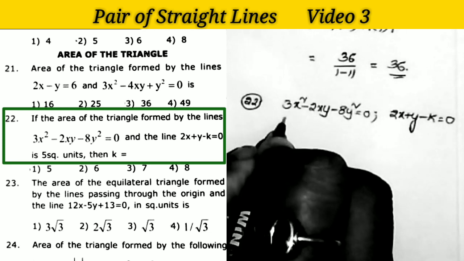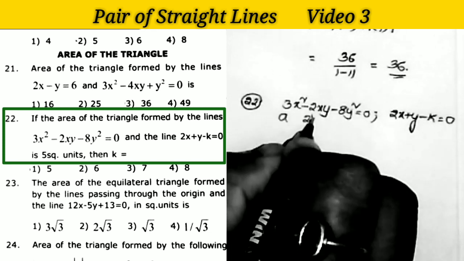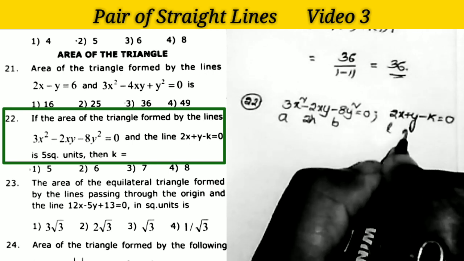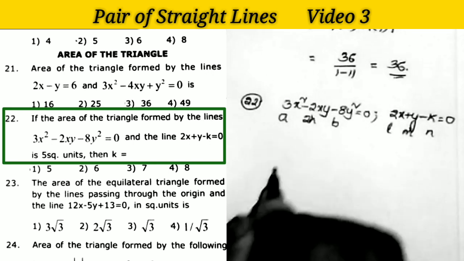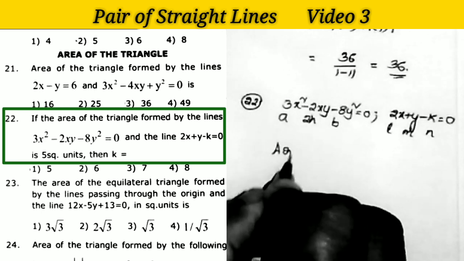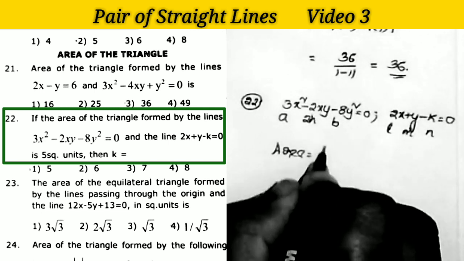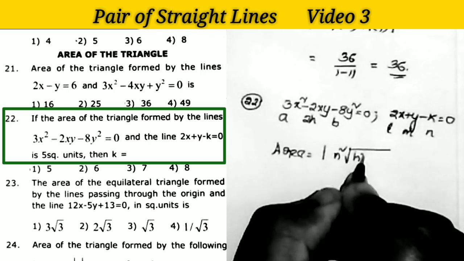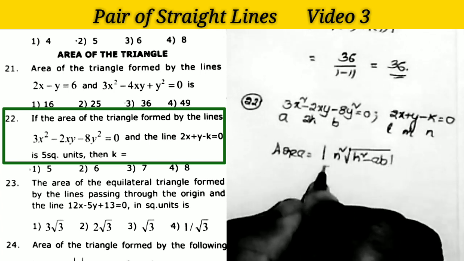Now what are the values here? a is equal to 3, 2h is equal to minus 2, b is equal to minus 8. l is equal to 2, m is equal to 1, n is equal to minus k. Okay. Now writing the formula and replacing these values, and what is given, area is equal to 5. That is just writing the formula and equating that value to 5 here.